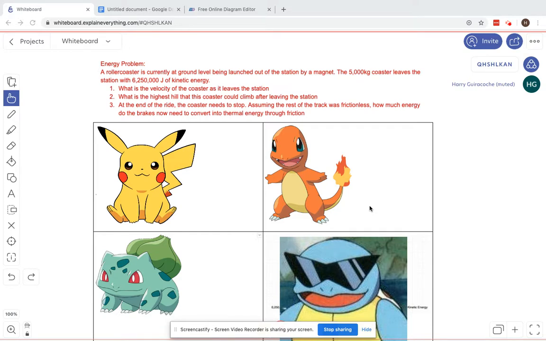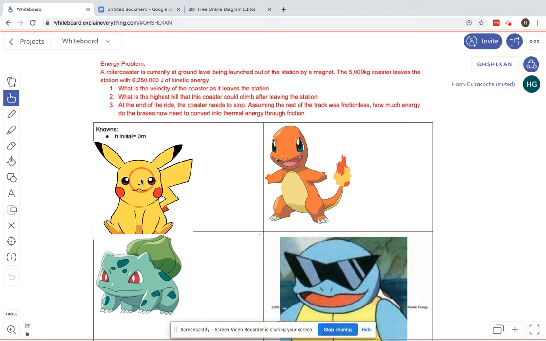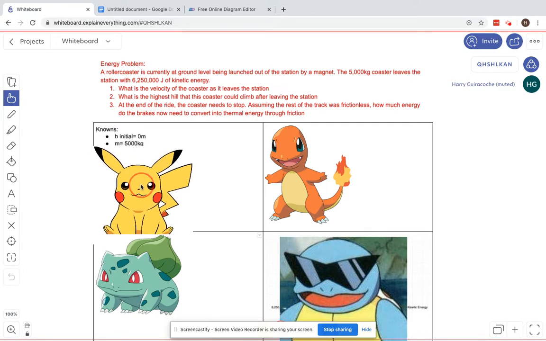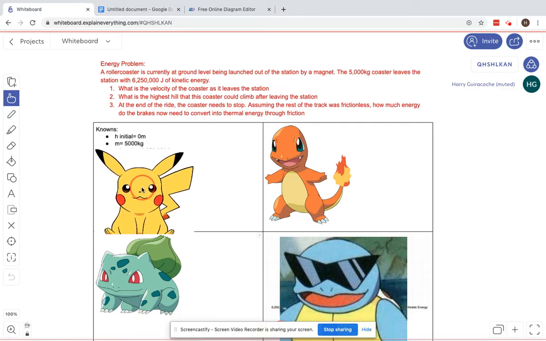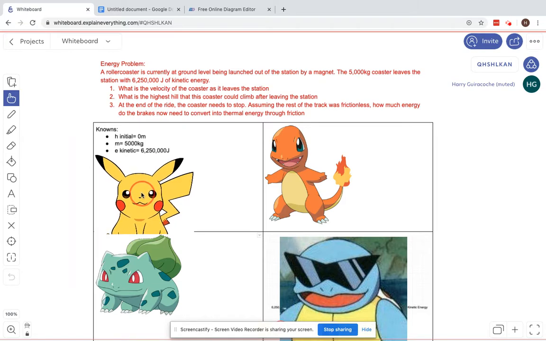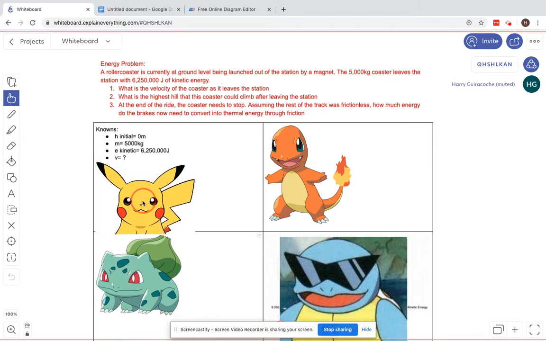Question 1. What is the velocity of the roller coaster as it leaves the station? Well, of course, we always want to start by listing our knowns, as we do in every physics problem. We know the initial height, 0 meters, the mass of the cart, 5,000 kilograms, the initial kinetic energy, 6,250,000 joules, and we're trying to find our velocity.